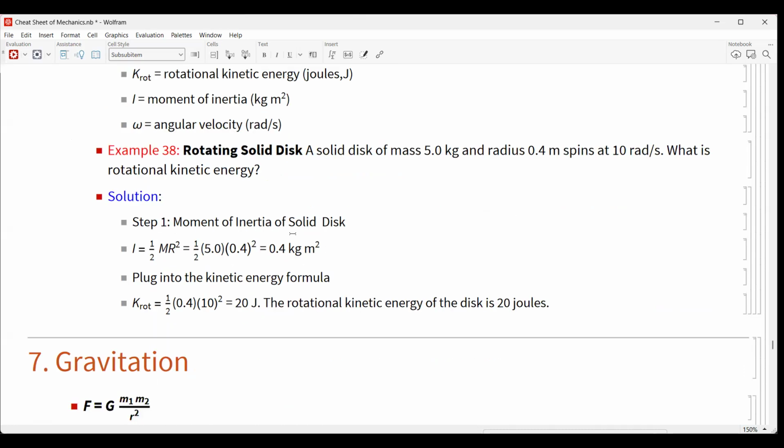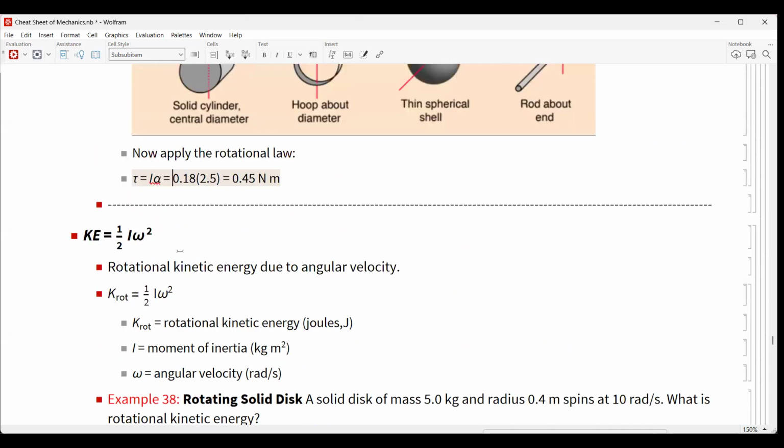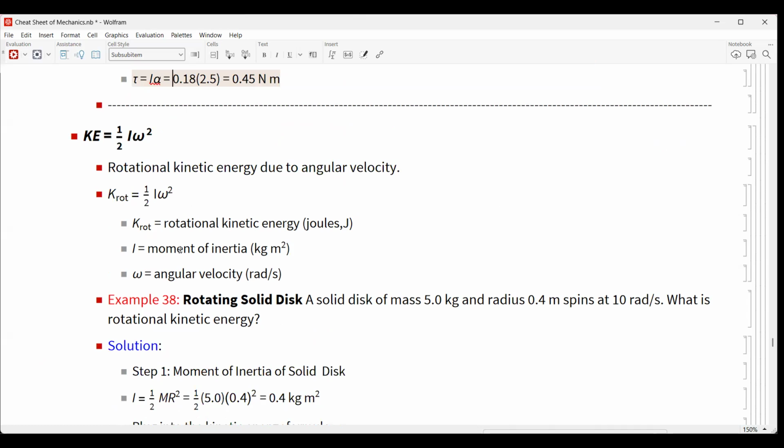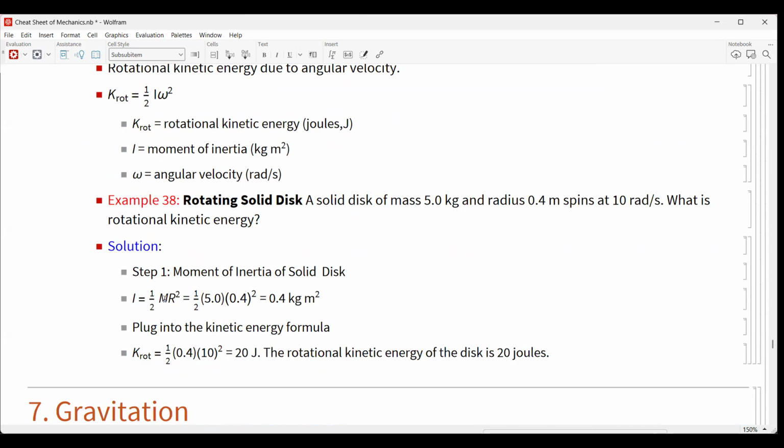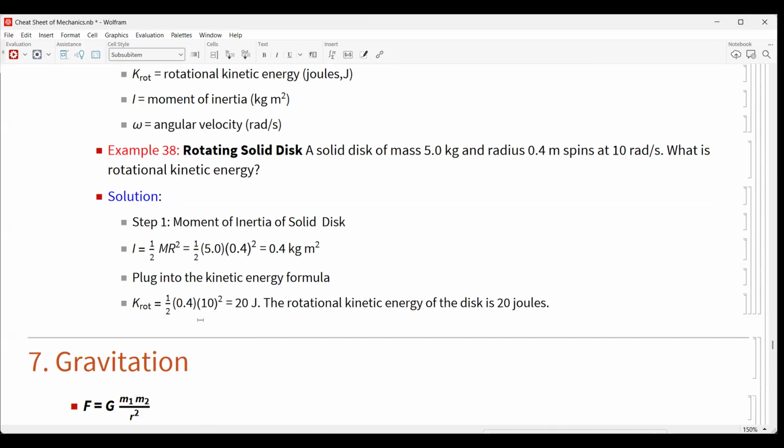The moment of inertia of a solid disk is 1/2 m r squared, so 1/2 of 5 times 0.4 squared. The given radius is 0.4 and the mass is 5 kilograms. Plug into the kinetic energy formula: 1/2 times the moment of inertia times 10 squared. So that is equal to 20 joules. The rotational kinetic energy of the disk is 20 joules.